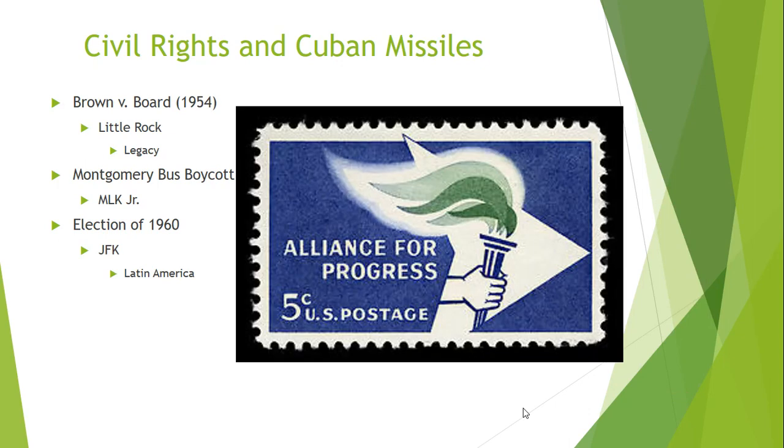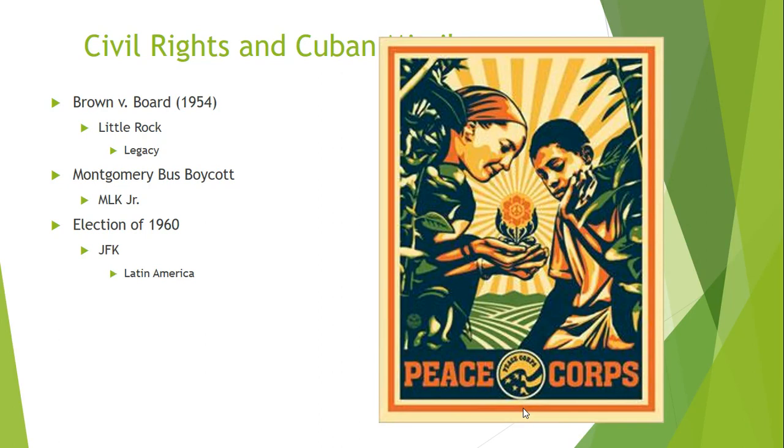And he created the Alliance for Progress, which created stronger economic links between Latin America and the United States. And Kennedy founded the Peace Corps, which allowed young, idealistic Americans to go abroad to the third world to spread goodwill and the gospel of capitalism, and push back against the rising totalitarian communist threat.